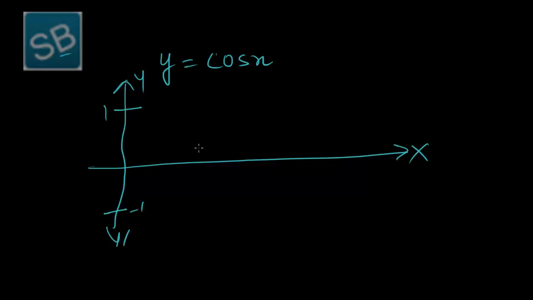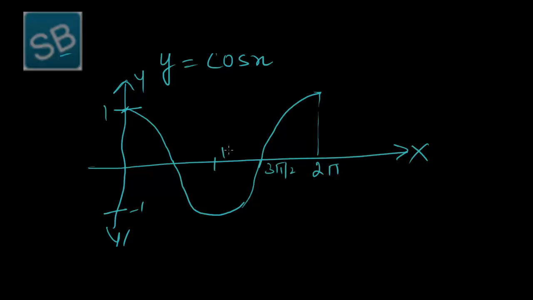This is y dash. So if we see cos 0, at x is equal to 0, cos is 1, and at pi by 2 it is 0, at pi it is minus 1, at 3 pi by 2 it is 0, at 2 pi it is 1. So we get this is at 2 pi, this is at 3 pi by 2, this is at pi and this is at pi by 2.